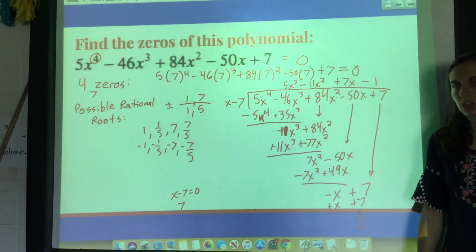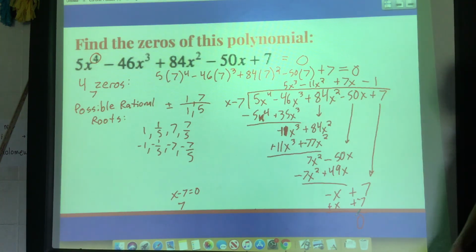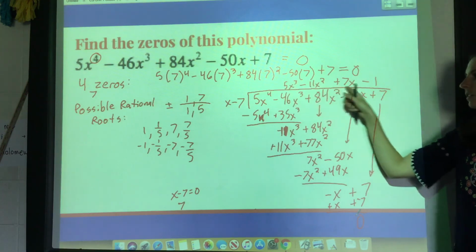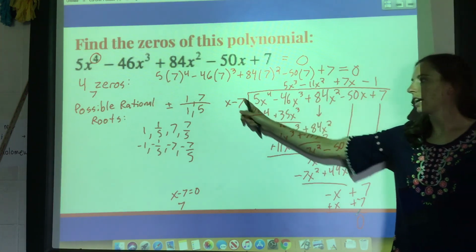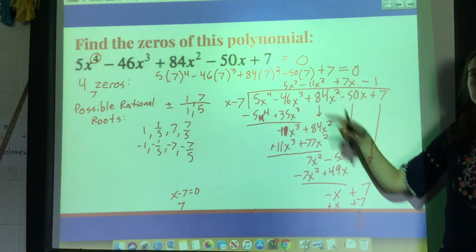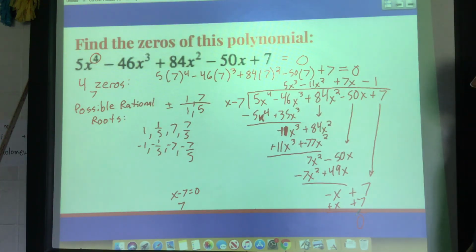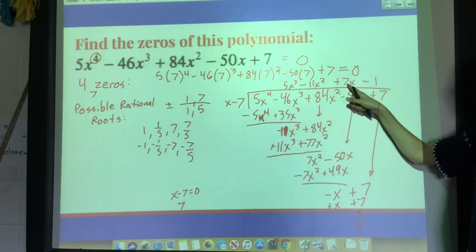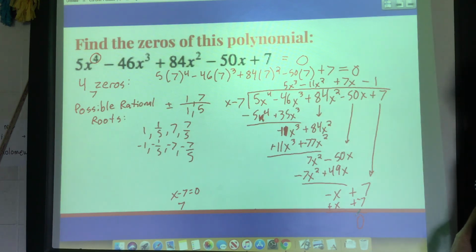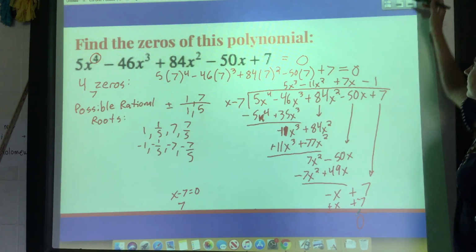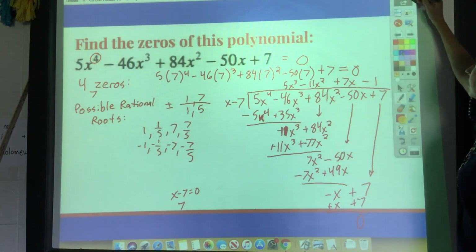Okay, after all that big mess, basically I have what's left. If I take out the x minus 7 from this expression, I'm left with this: 5x cubed minus 11x squared plus 7x minus 1. Let's see if we can factor this, because that's always a good thing to do.